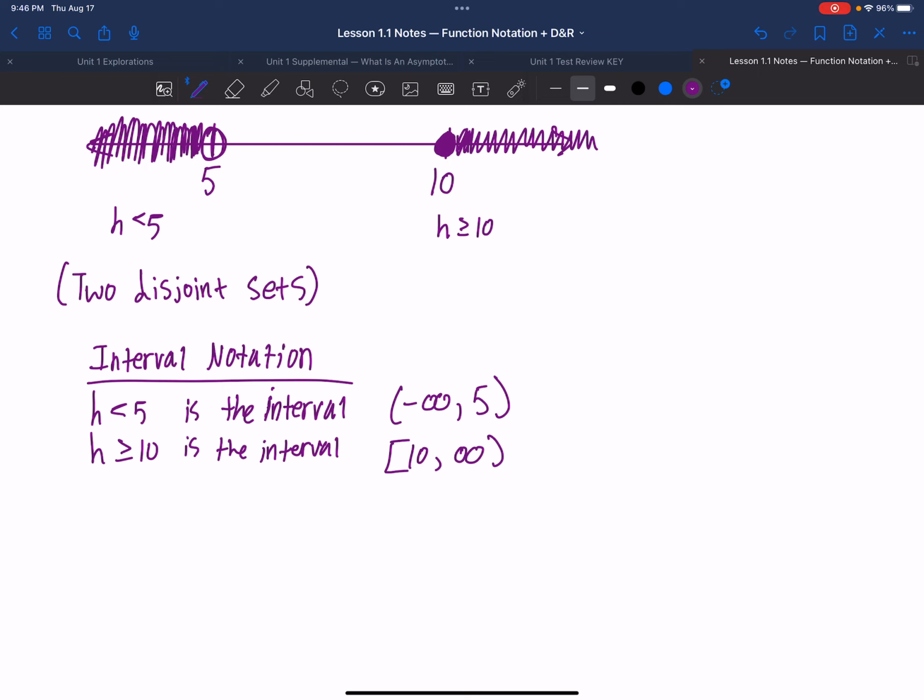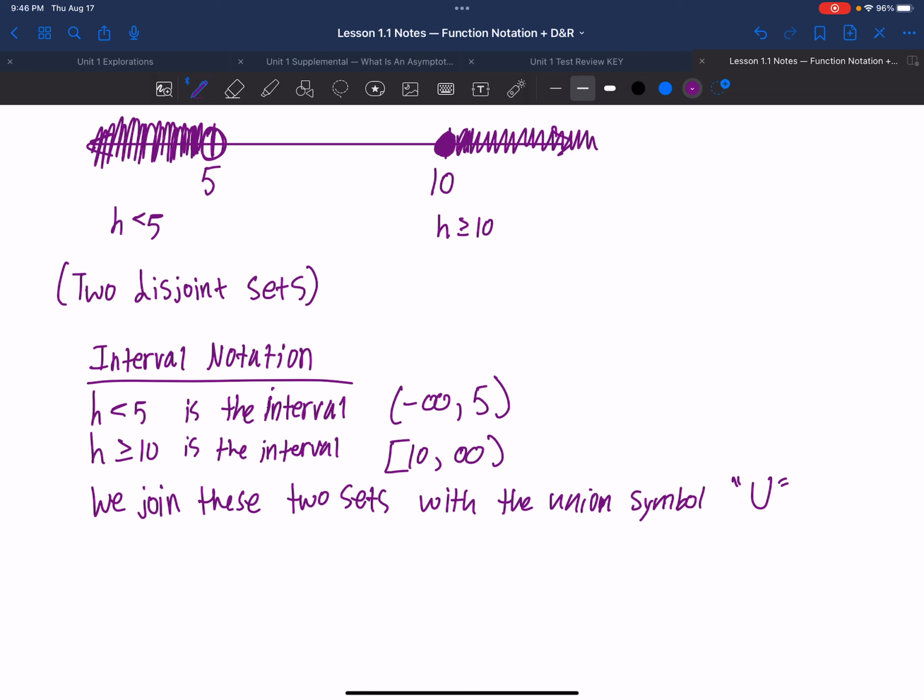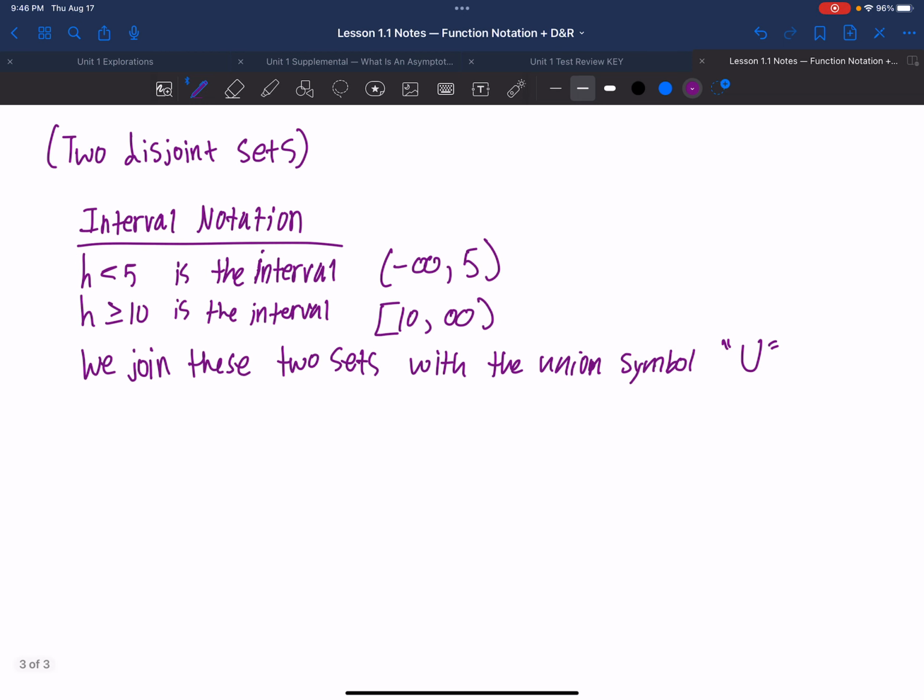So we join these two sets with the union symbol. And that is U. Okay? So here's what the interval actually looks like. It's from negative infinity to 5, unioned with bracket 10 to infinity.